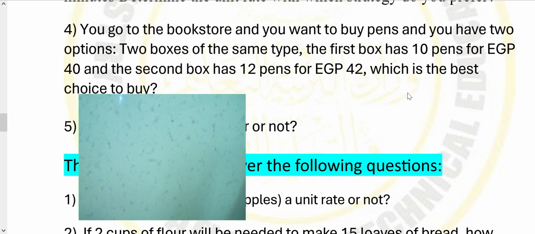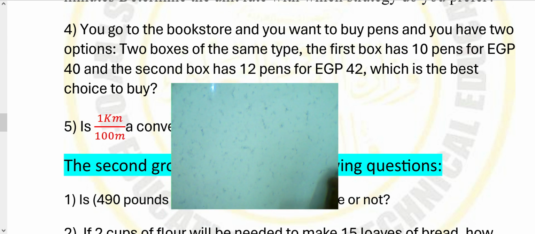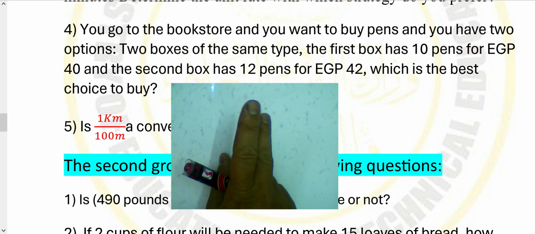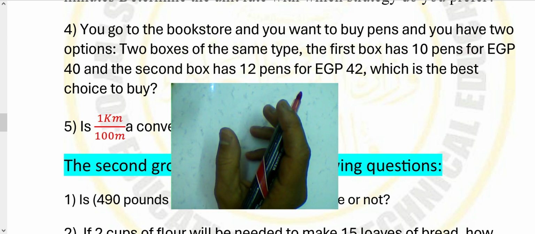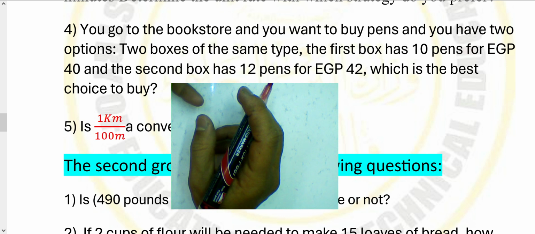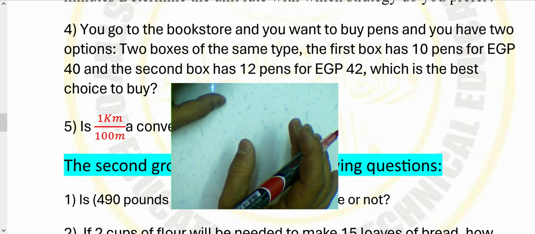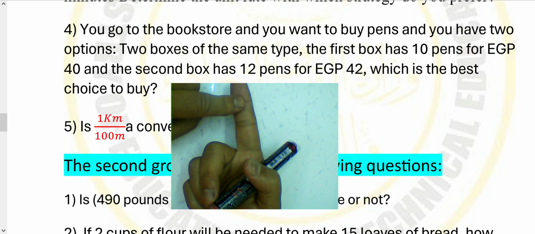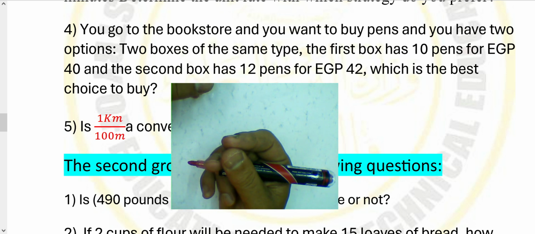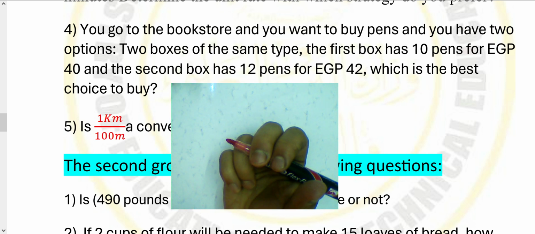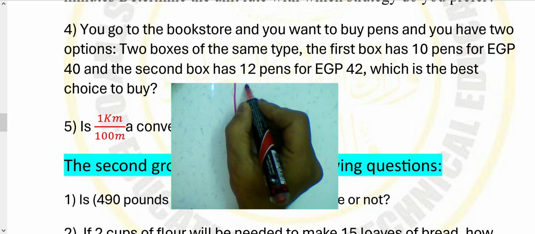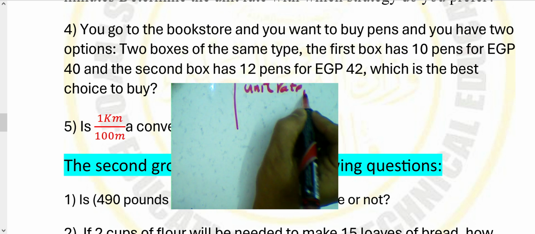Next question, number 4. You go to the bookstore and you want to pay, and you have two options. First option, 2 boxes of the same type. The first box has 10 pens for 40 Egyptian lira, and the second box has 12 pens for 42 Egyptian lira. Which is the best to choose to pay? Okay, you go in and want to buy, you have two options, and you want to know which option is the best choice. So we will solve it by finding the unit rate, my children. We get the price of 1 pen here and the price of 1 pen here, and the one with the lower price we will choose, because the better option is the one that is less expensive. Okay, so we will find unit rate 1, comparing between unit rates.